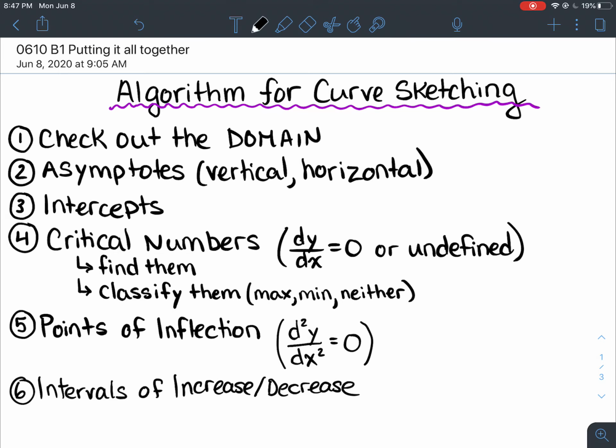Okay, it's a video about B1, and that's curve sketching. We're just going to put it all together. Everything we know about curve sketching is in this video. First, I wrote a little algorithm for curve sketching.